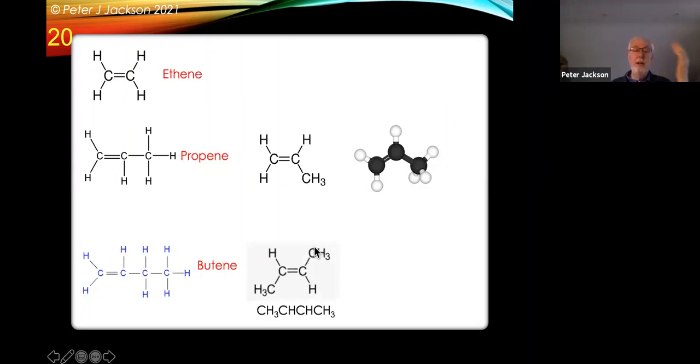4 carbons, it's butene. And again down here they've got a hydrocarbon, 1, 2, 3, 4 carbons, 3 hydrogens, 4 hydrogens, 5 hydrogens, 8 hydrogens. So 4 carbons, 8 hydrogens, it's an alkene. With 4 carbons, it's butene. Stick model is there.